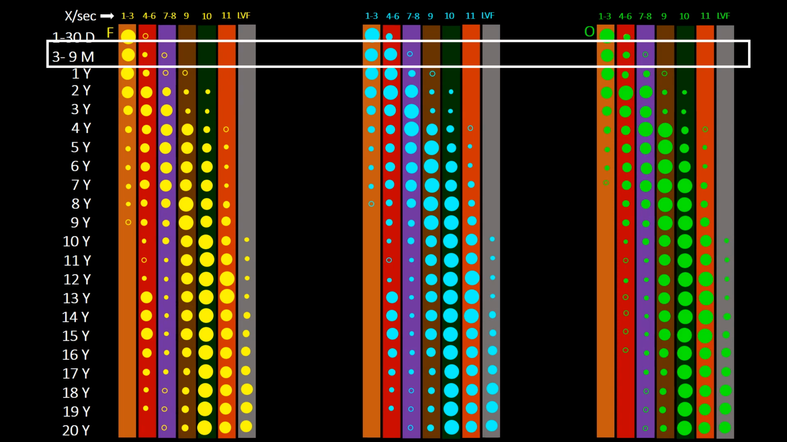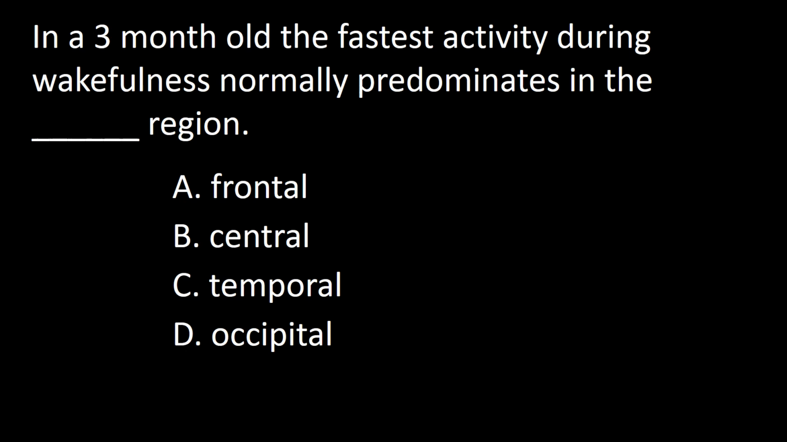This was noted in the 1949 frequency chart. Notice that in the frontal region, from 3 months to 9 months, there is hardly any activity that reaches 4 to 6 Hz. Neither is there any such activity in the occipital region. But the central region has a fair amount of it. So the answer to this question is B, central.